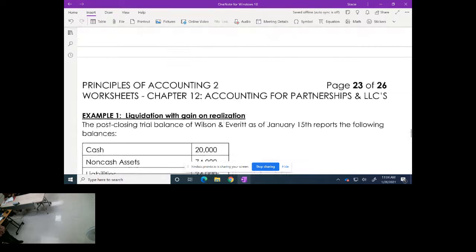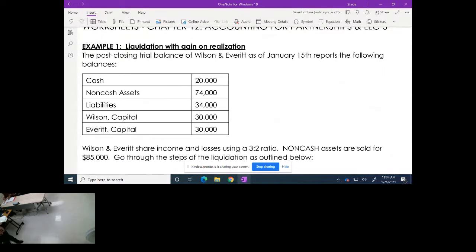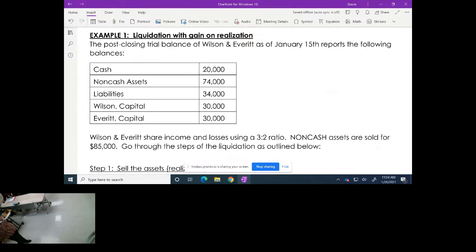All right, so now we're moving to page 23. We're going to go through this in steps, kind of get you used to the process. So example 1 here, y'all remember what a post-closing trial balance is? There's nothing in it but assets, liabilities, and equity because they've closed the books. So that's what we've got here, except it's just very generic.